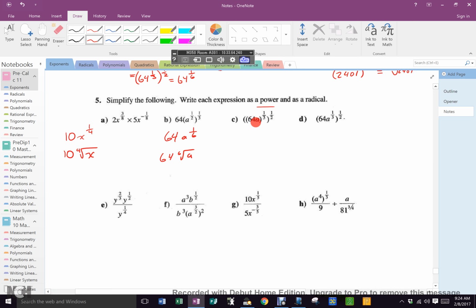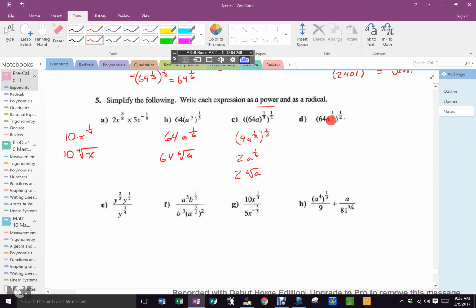Right? This inside the brackets is all one thing, right? So I can work with that first. The cube root of 64 is 4, yes? So this inside the brackets is 4a to the 1/3, yes? And all of that is to the 1/2. The square root of 4 is what? 2. A to the 1/6, yes? So there's my power, and then it's 2 sixth root A. Everybody still okay there?